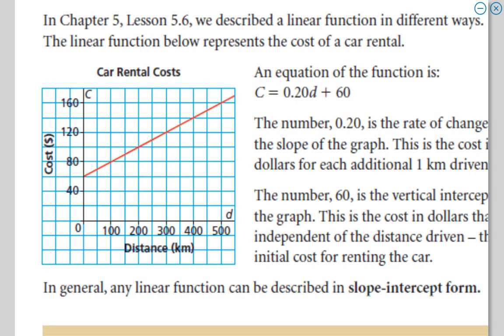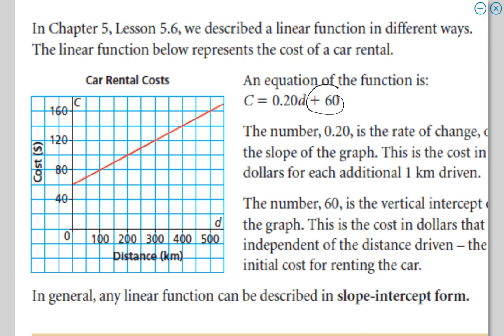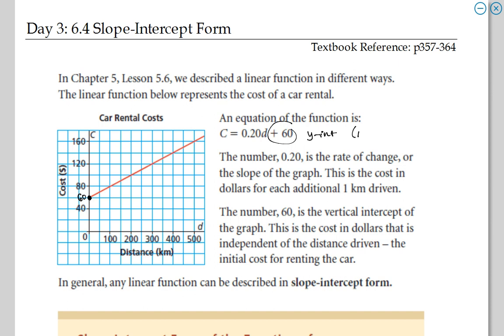So if we take a look at this situation about distance versus cost, they're giving you this equation. Identify right away what this 60 represents. What does this 60 represent? Yeah, a y-intercept is definitely a good answer. But based on the context, what does that 60 represent? Good, an initial value. You're going to have to pay 60 bucks no matter what before you even drive anywhere. So that's an initial cost, which we can call the initial value.